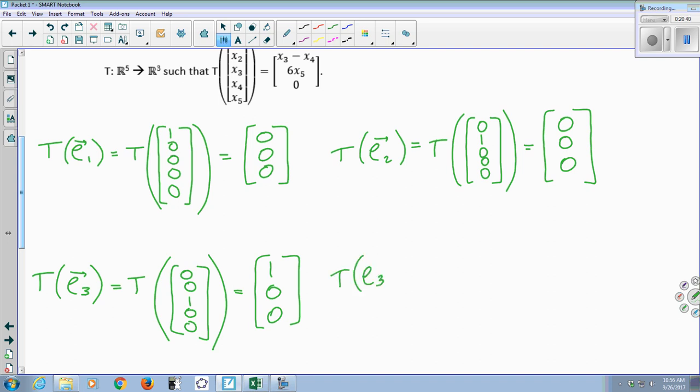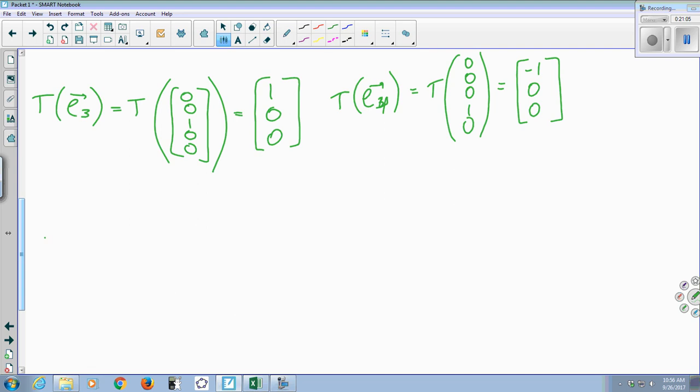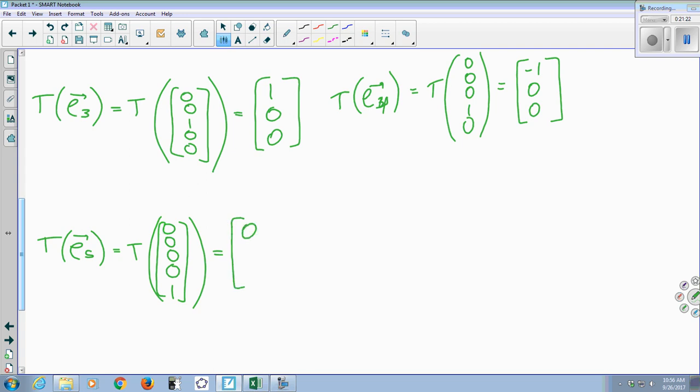T of e4. That's T of (0, 0, 0, 1, 0). x3 minus x4, that's 0 minus 1, which is negative 1. 6 times x5 is 0. The third entry is always a 0. And then finally, T of e5, which is T of (0, 0, 0, 0, 1). So x3 minus x4 is 0. 6 times x5 is 6 now, because x5 is a 1. And the third entry is always 0.